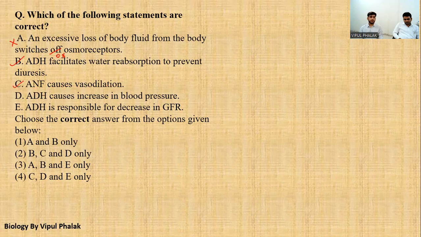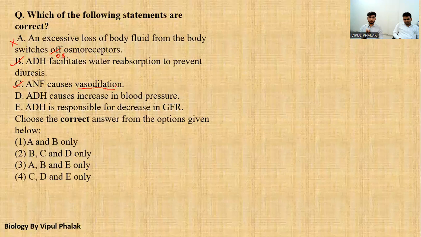ANF causes vasodilation. This is also correct. ANF means atrial natriuretic factor, secreted by the heart in cases of high blood pressure. Vasodilation means widening of the blood vessels to ease the flow of blood. So vasodilation increases the radius of blood vessels for decreasing the blood pressure. High blood pressure is injurious to the heart and kidney.